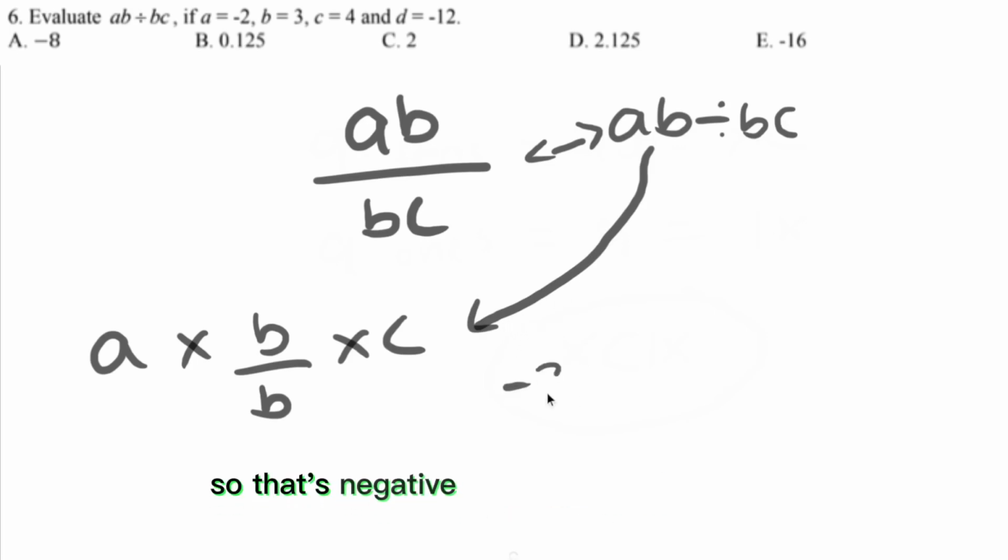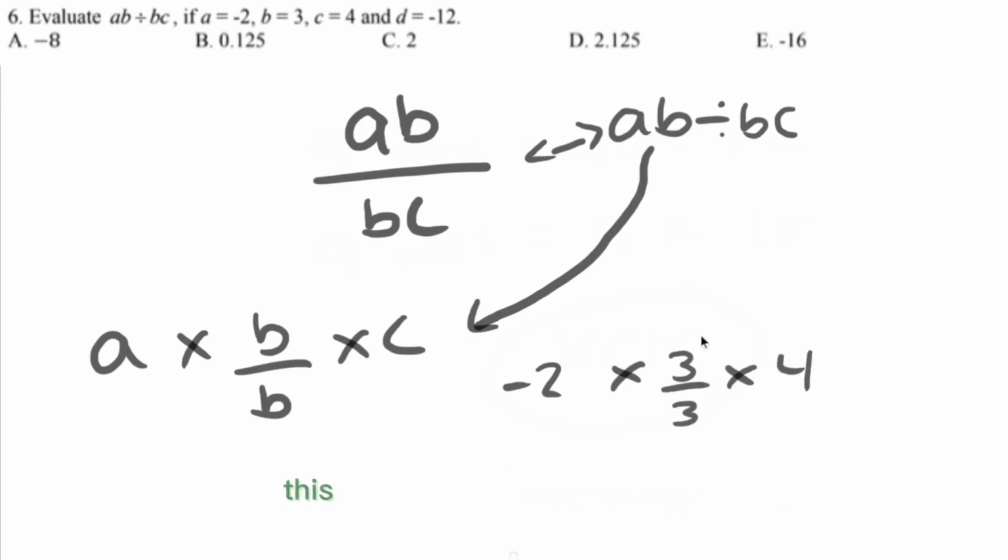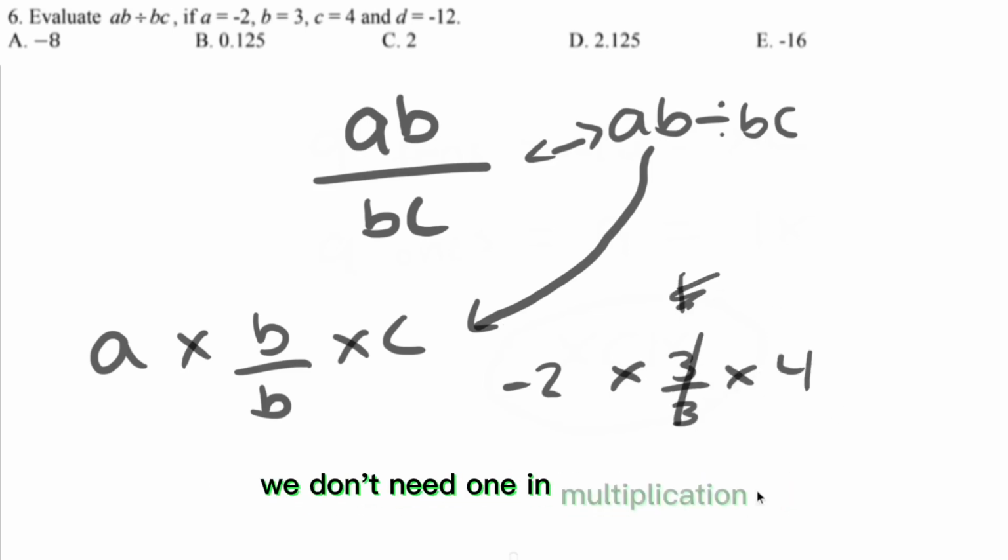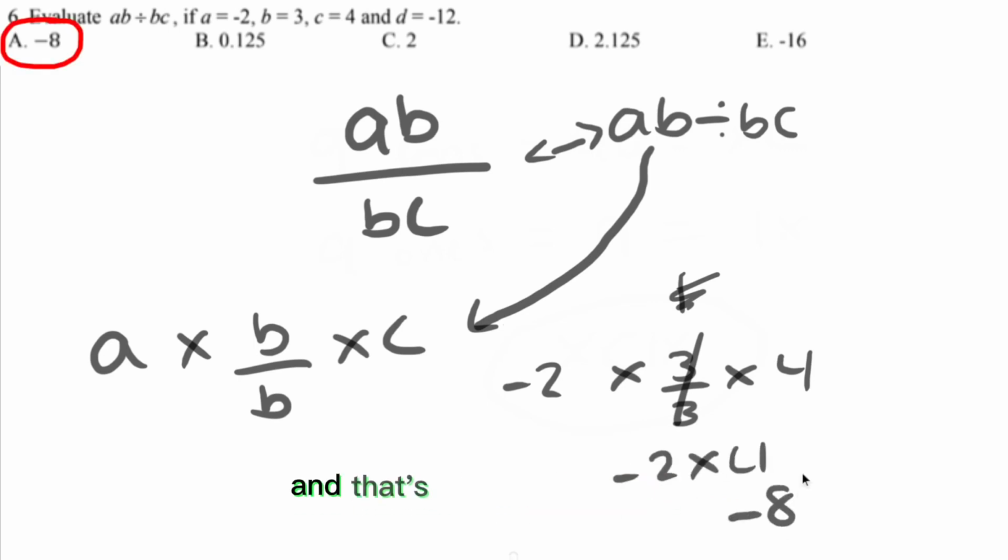So now that we know that, let's substitute our actual numbers. So that's -2 times 3 over 3 times 4. This cancels out, becomes 1. We don't need 1 in multiplication, so it's just -2 times 4, which is -8, and that's our answer.